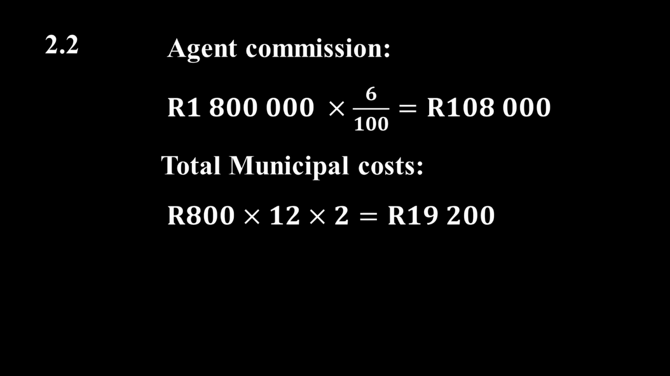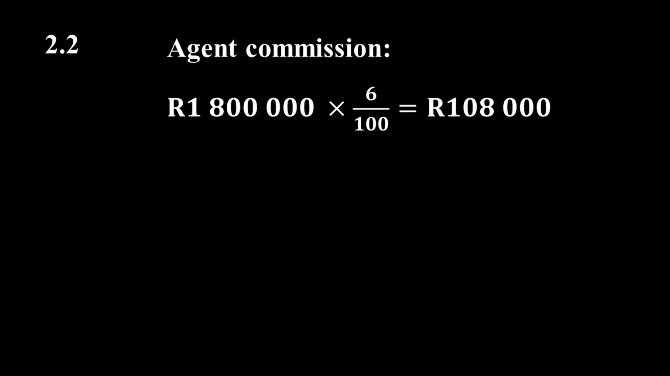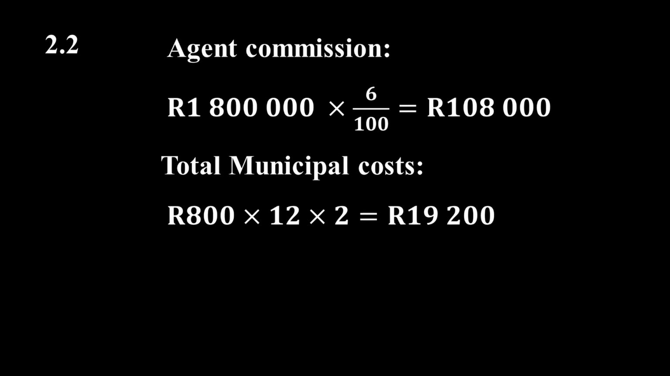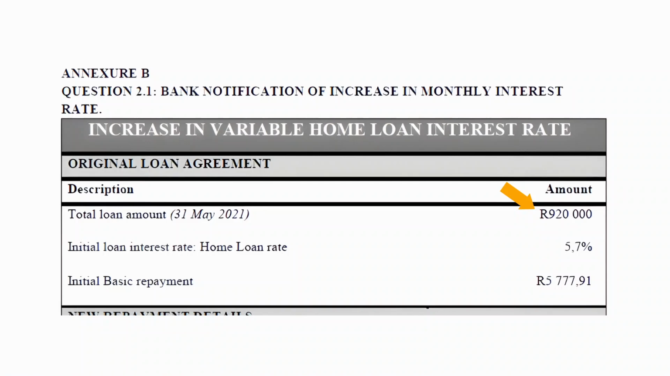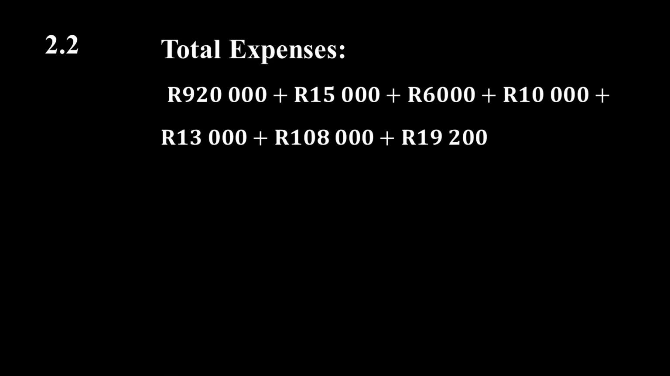Next, we find the total expense by calculating the sum of the total commission for selling the house, the total municipality rates and taxes over the 2 years, the improvements made to the house, and the initial loan amount. This will give us a total expense of 1,091,200 Rand.